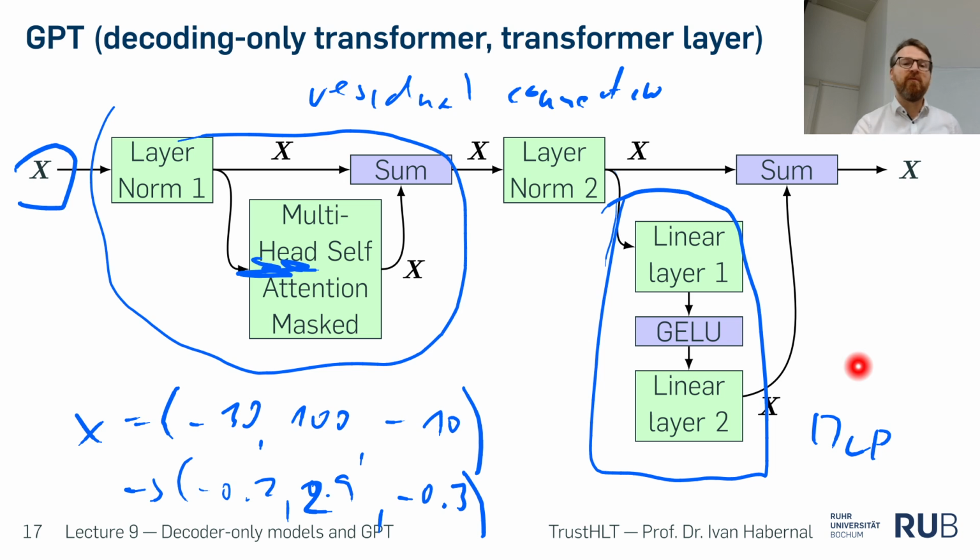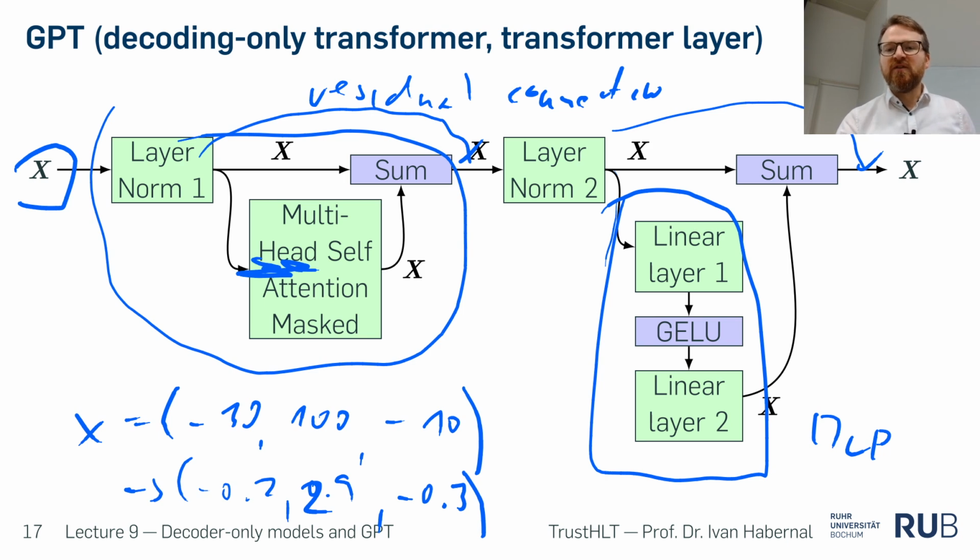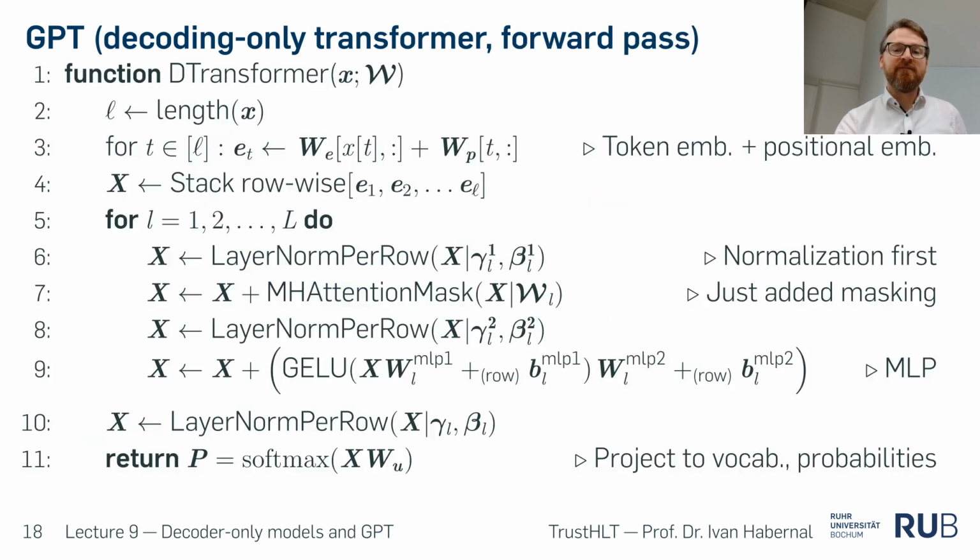The only difference to BERT is that in BERT, I think we had the layer normalization after summation, and I think that's pretty much it. It's almost the same. So GPT is almost the same as BERT. There are not many differences. Okay, so the full algorithm for decoding on the transformer for the forward pass is this one, which summarizes the whole picture in one algorithm.